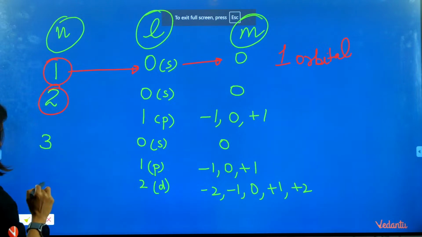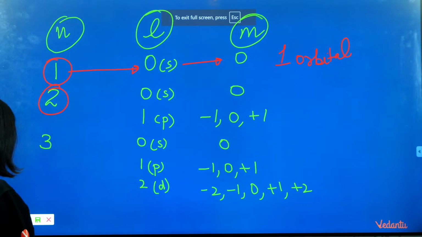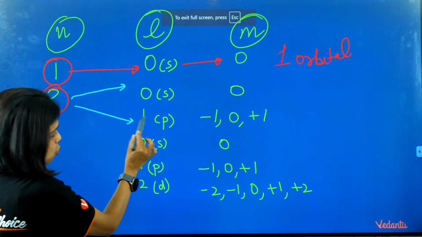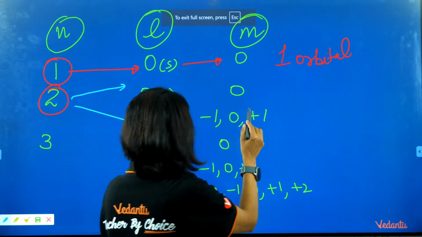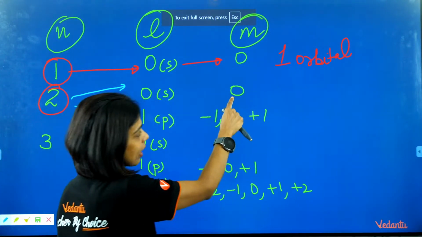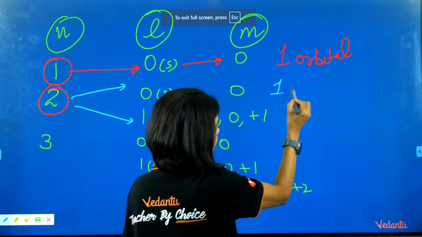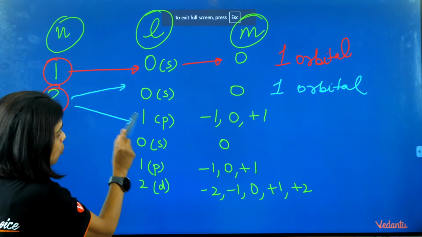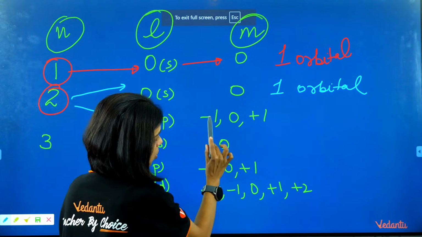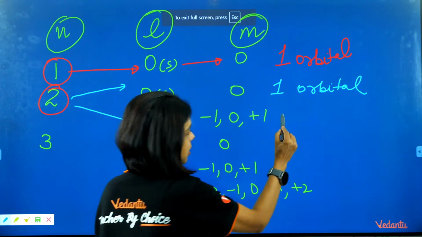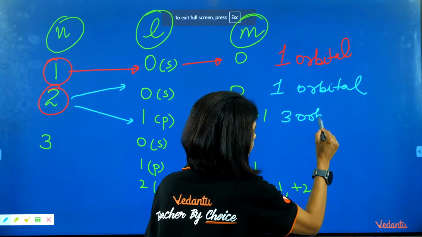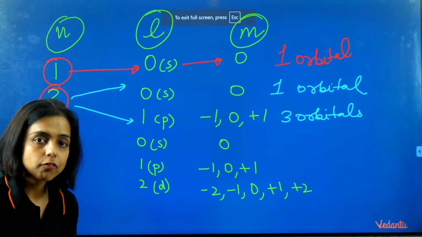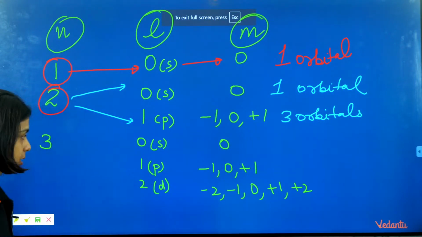So guys, now let's take the second shell. In the second shell, I have two subshells, 2s and 2p. In 2s subshell, I have only one M value, 0. That means I have just one orbital in 2s. Whereas in 2p, I have three values, 1, 2, 3. That means in 2p, I have 3 orbitals. The number of values of M is equal to the number of orbitals.